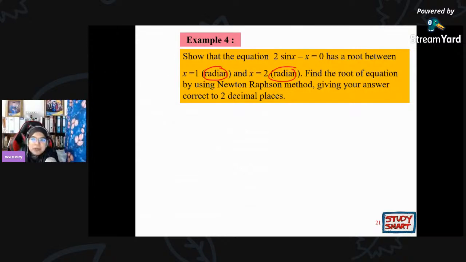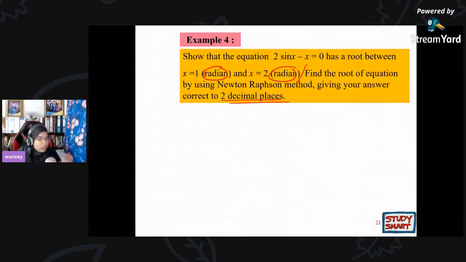Okay, so the first part we got to show we have a root between x equal to 1 and x equal to 2. So you need to obtain your f(x) and then try to substitute with x equal to 1, substitute with x equal to 2. Do make sure you have a different sign between x equal to 1 and x equal to 2. Once you have a different sign, we can say that we have a root between x equal to 1 and x equal to 2. And then once you already calculate the first part, the second part, find the root of the equation by using Newton-Raphson method, giving your answer correct to 2 decimal places.